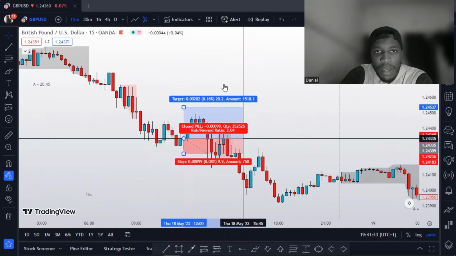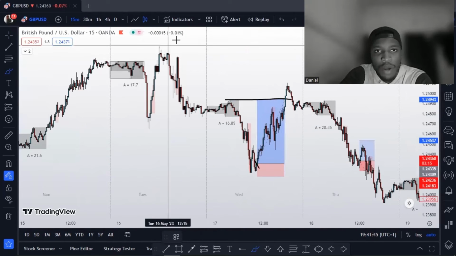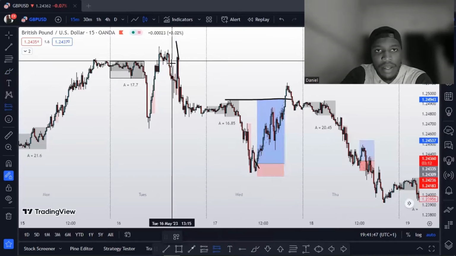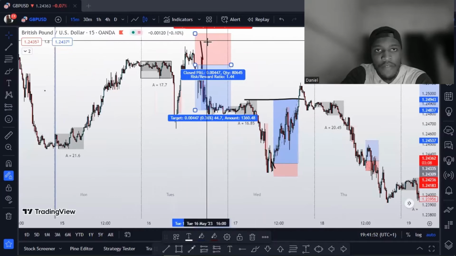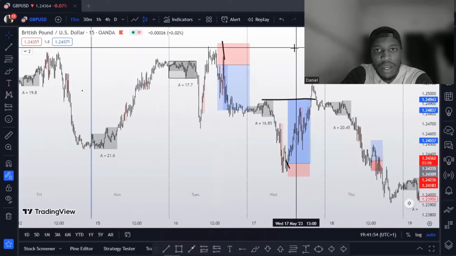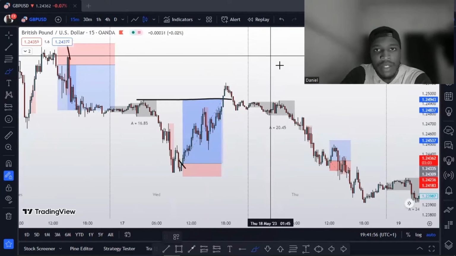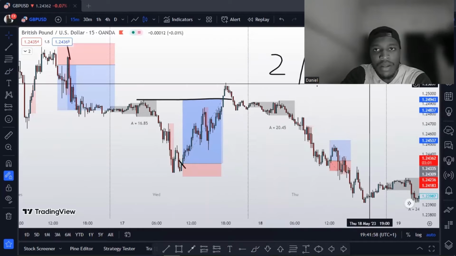Right, so we have how many wins on this pair? So we have 1 win here. Let me just put that back in. So we have 1 win here. If you took this, you have 1 win here, another win here. So that's 2 wins right now and 1 loss, right?